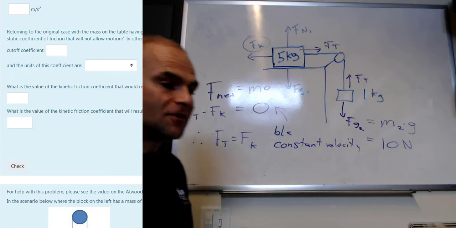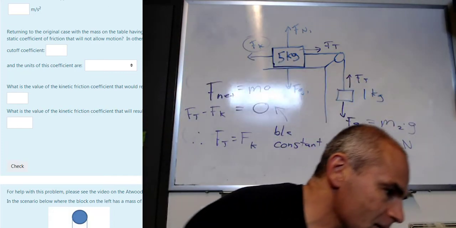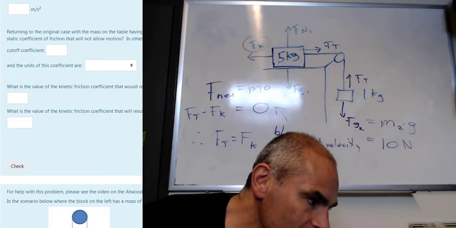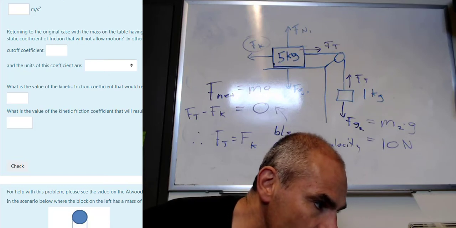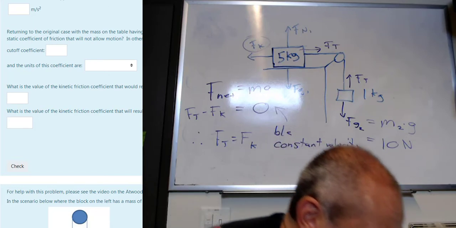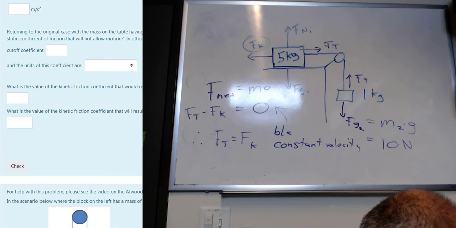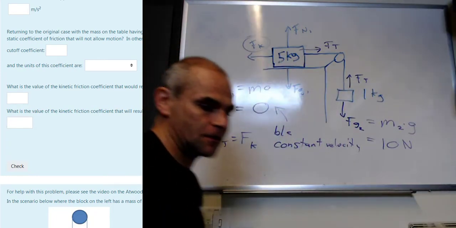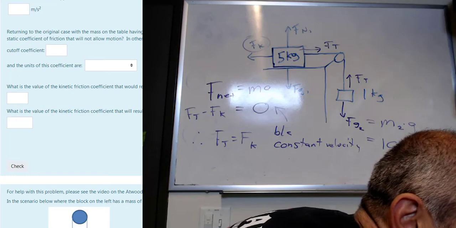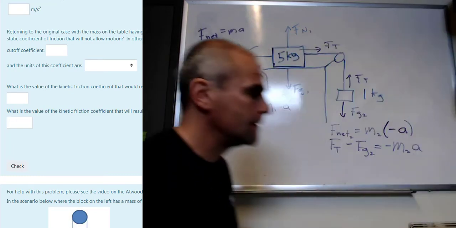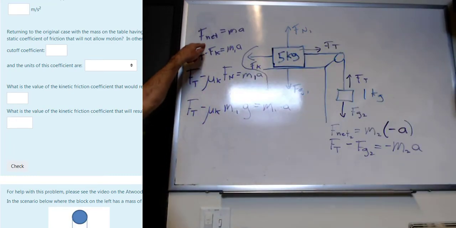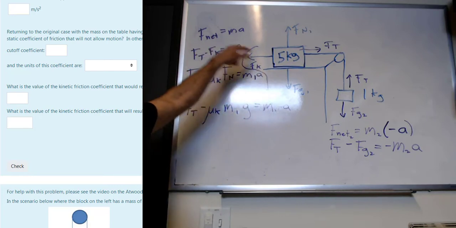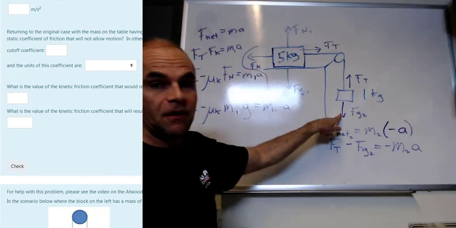All right? Then the last part of this problem that has caused questions in the past is, what is the value of the kinetic friction coefficient that will result in an acceleration of 0.1 meters per second squared once the block has started to slide? It's the very last part. So for this case, I am going to erase everything here. I'm going to apply Newton's second law to both this block and this block.